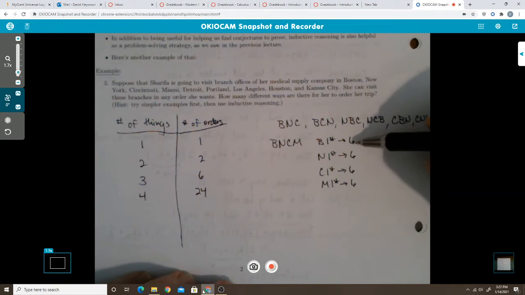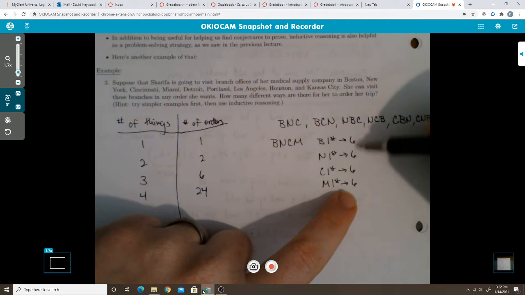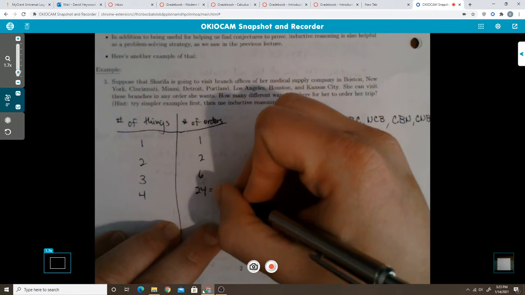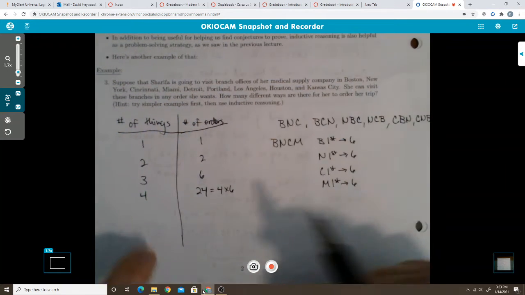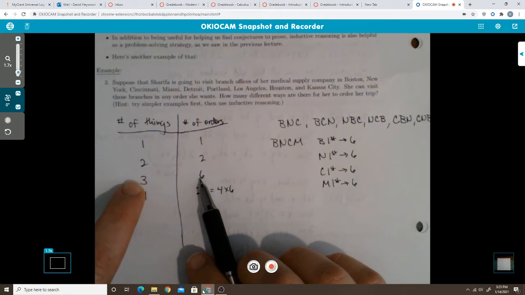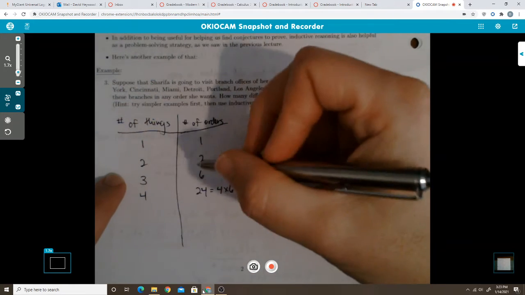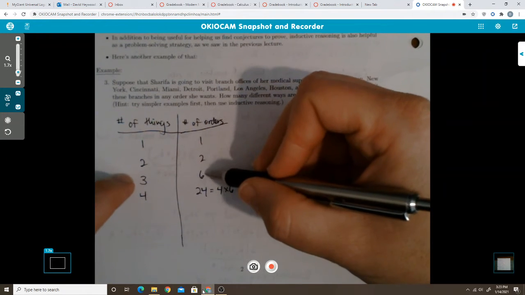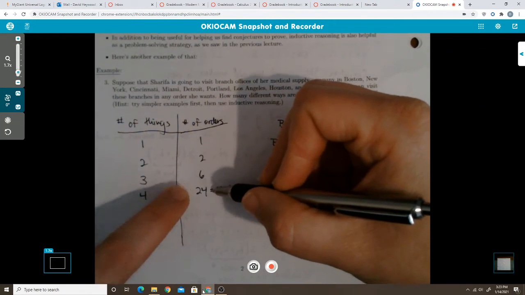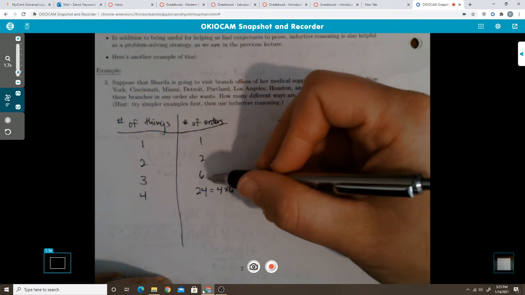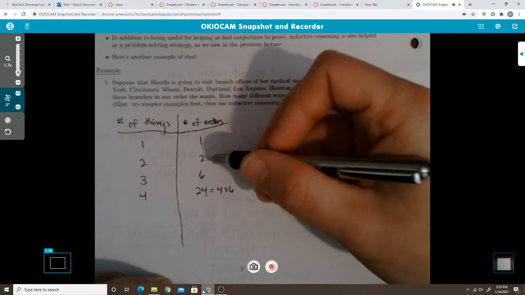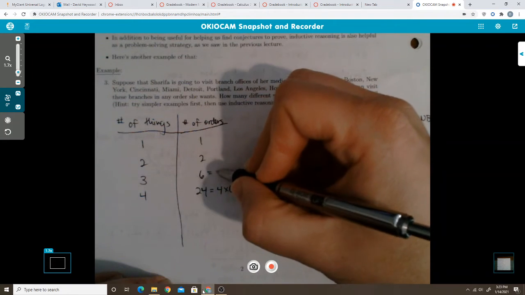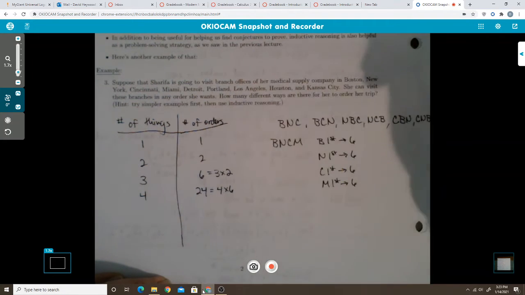Now, what I want you to notice is that this is just 4 times 6, right? This is just 4 times 6. And 6 was the previous answer. So that kind of makes me think, well, can I describe 6 in terms of its previous answer? So I described 24 in terms of its predecessor, right? It's 4 times 6. Can I describe 6 in terms of its predecessor? Well, yeah, 6 is 3 times 2, right?